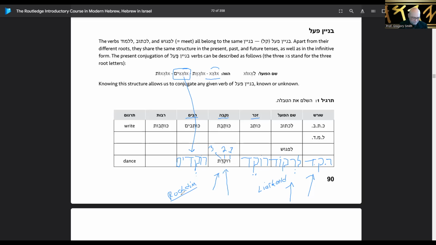Yeah, we dance. אנחנו רוקדים. Anachnu rokdim. Okay, so now, get rid of some of this here.